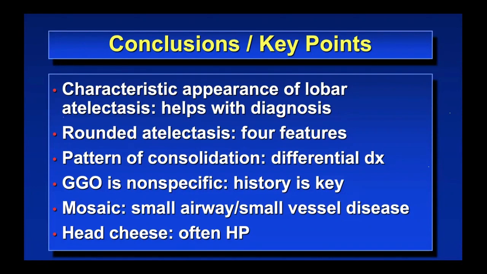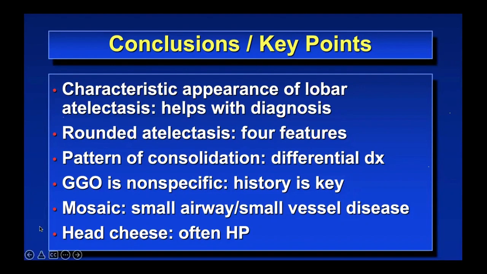So then let's talk about patterns of consolidation. If we see peripheral consolidation, think about the differential diagnosis there. Think about cryptogenic organizing pneumonia. Think about eosinophilic pneumonia. And also, there could be an atoll sign in cryptogenic organizing pneumonia with a central lucency.